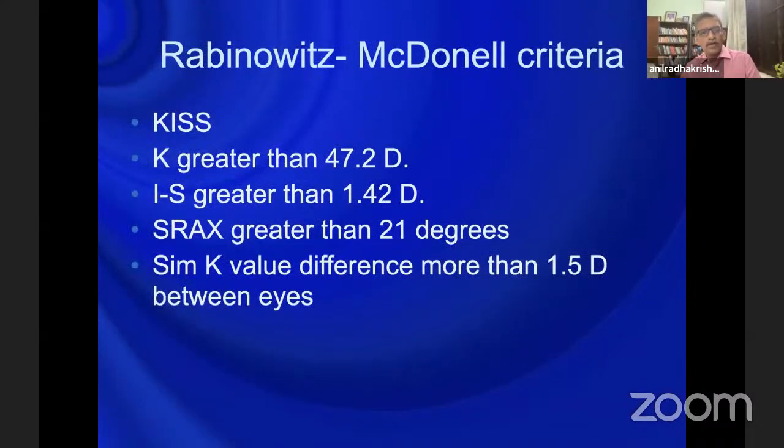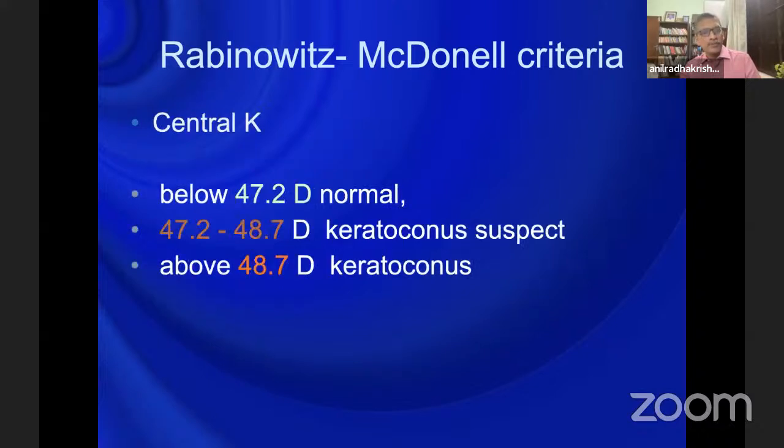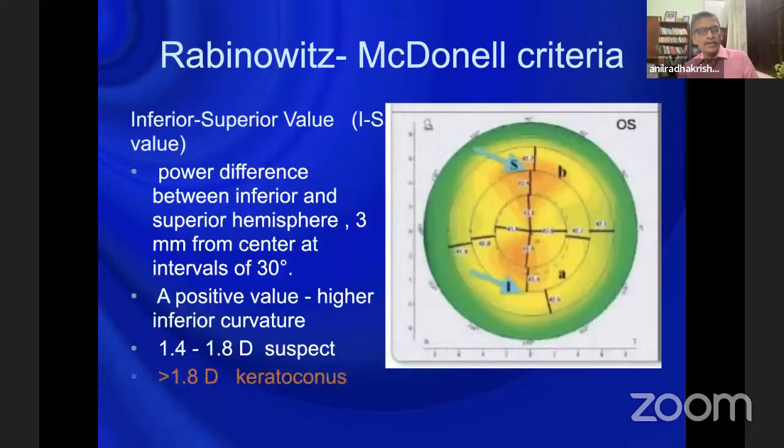And if there is a skewing of the radial axis of more than 21 degrees, again, an indicator of keratoconus. And another indicator is the SimK value difference of more than 1.5 diopters between the two. So in the interest of time, I will not go into these details. But this is something very, very important.